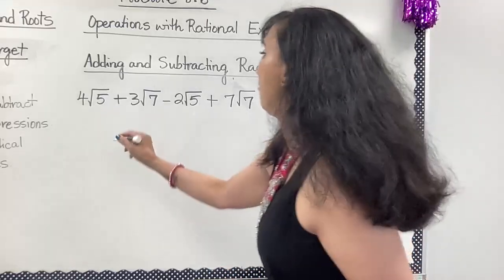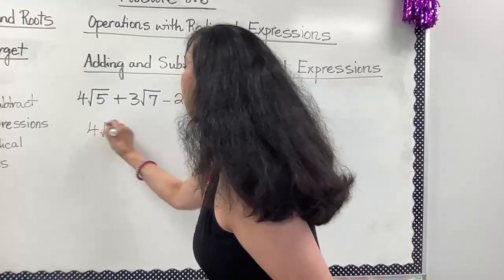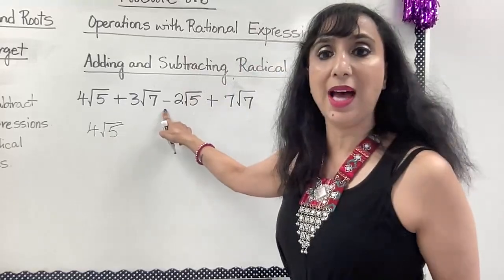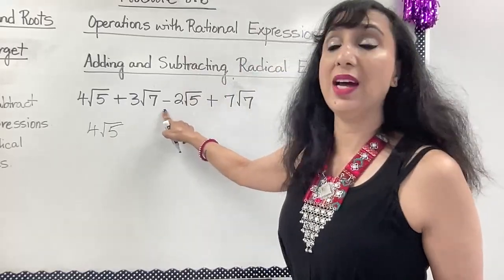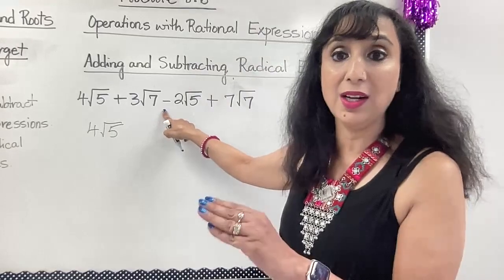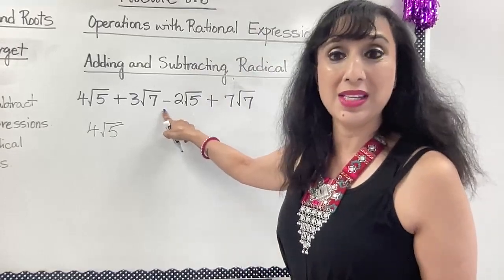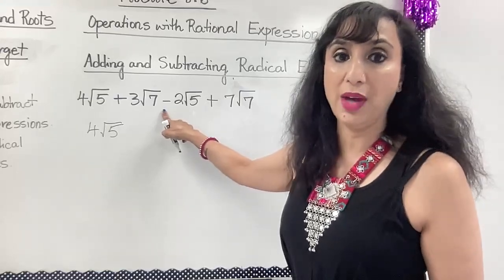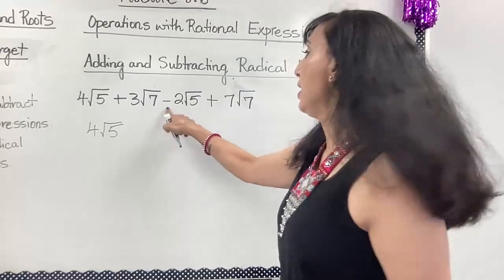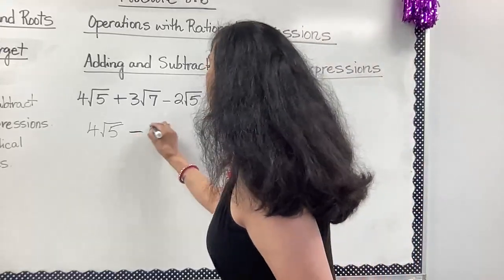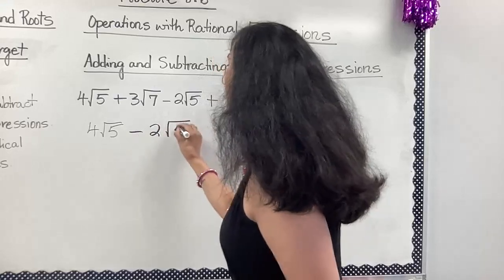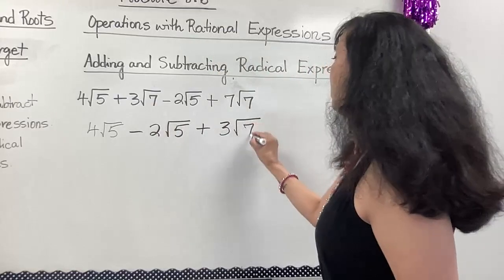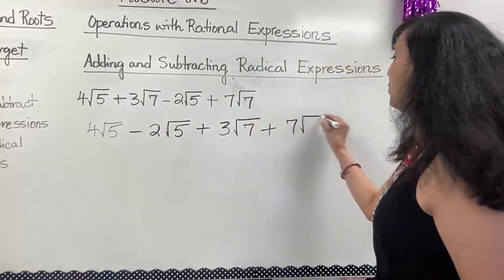So I have 4 root 5, and I am going to move this there. Do not forget to take the sign. Just like when we did integers, you've got to take that sign along. And that's where you were making mistakes, because you were adding or subtracting. So you've got to take the sign along. If this is minus, I'm going to take this over here: minus 2 root 5 plus 3 root 7 plus 7 root 7.